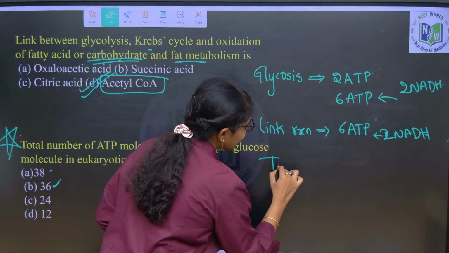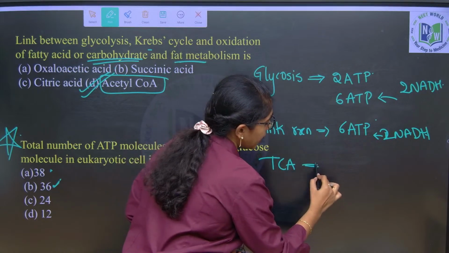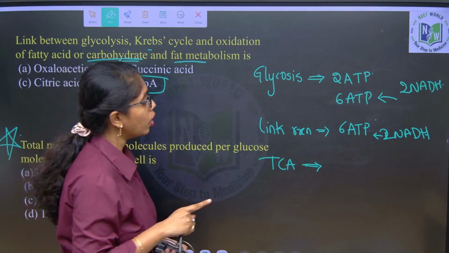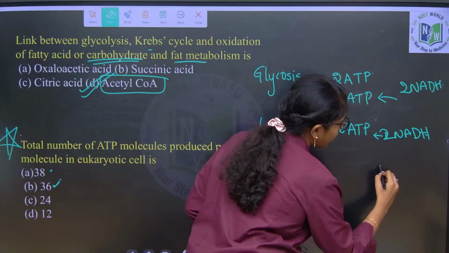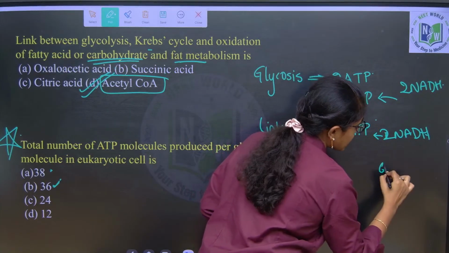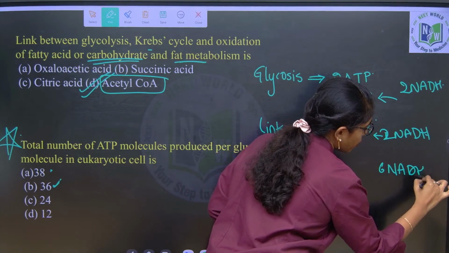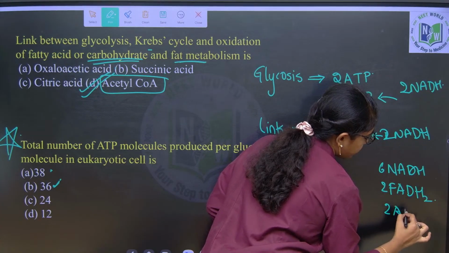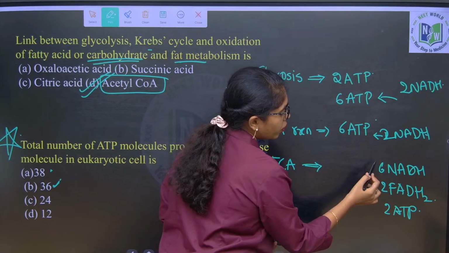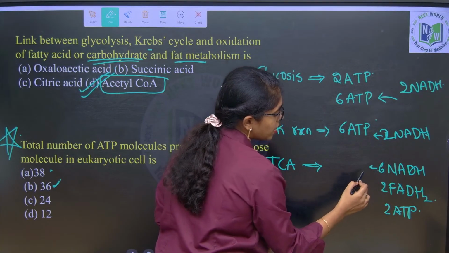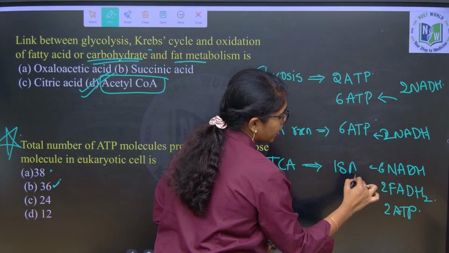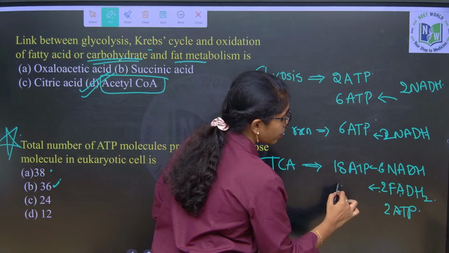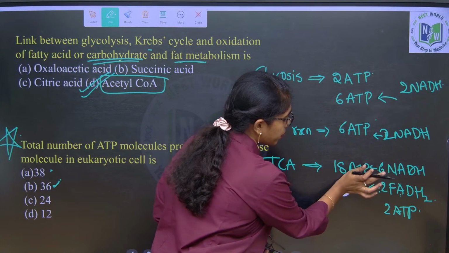Next, that is the TCA cycle, Krebs cycle. Here also 2 TCA cycles will happen for 1 glucose molecule. So what will be the energy sheet here? Here on total 6 NADH, 2 FADH2 and 2 ATP are released. 6 NADH means 6 into 3, 18 ATP, and 1 FADH2 is equal to 2 ATP. In that case 2 into 2 is 4 ATP.